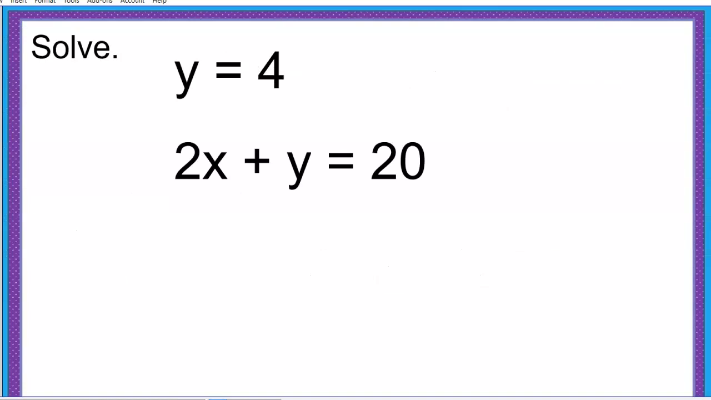Let's get started. This is a very easy level question. The first equation has an isolated variable, and on the other side is the substitute. That means every time I see a letter y, I can erase it and replace it with a 4. So I'm going to take this second sentence, and I'm going to erase and replace the letter y.